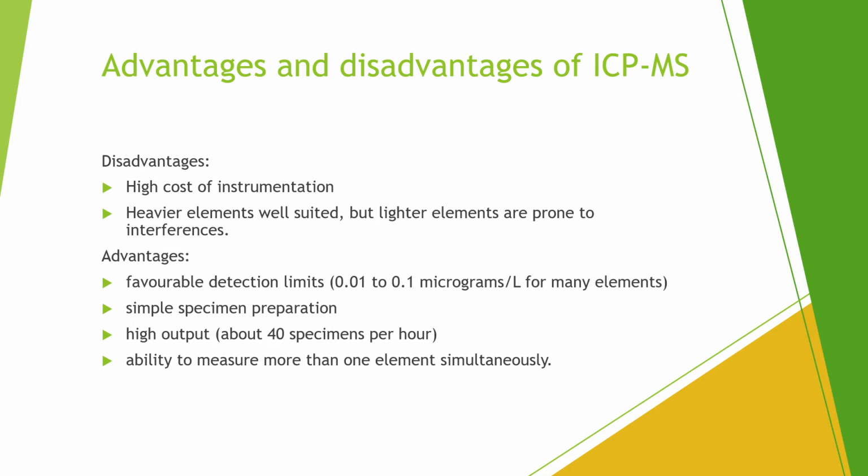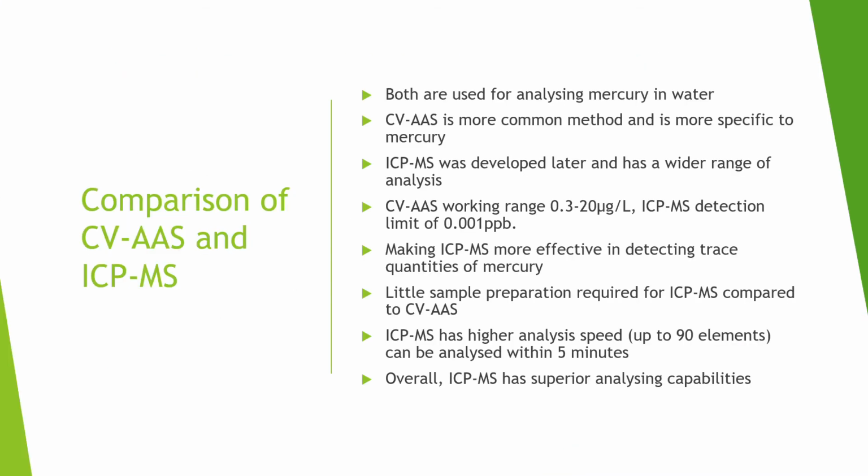Advantages to ICP-MS include the favorable detection limits, 0.01 to 0.1 micrograms per liter for many elements, simple specimen preparation, high output, about 40 specimens per hour, and the ability to measure more than one element simultaneously. Both instruments are used for analyzing mercury in water.